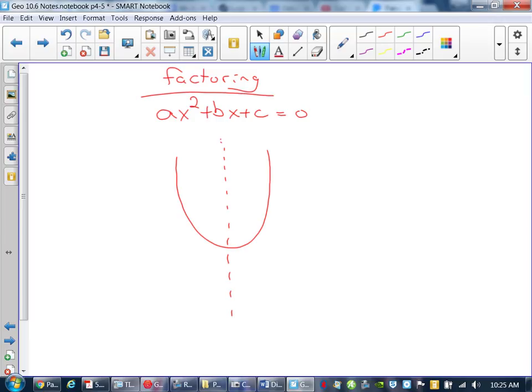That axis of symmetry, yes ma'am? Are we supposed to learn this stuff before this? Yes. I don't remember any.